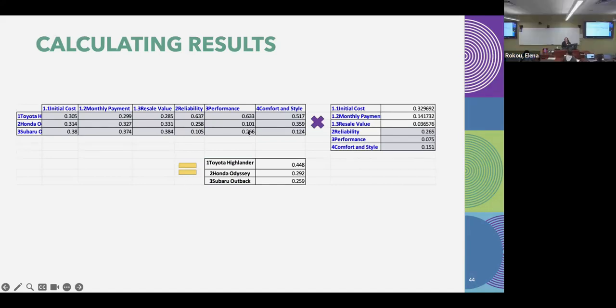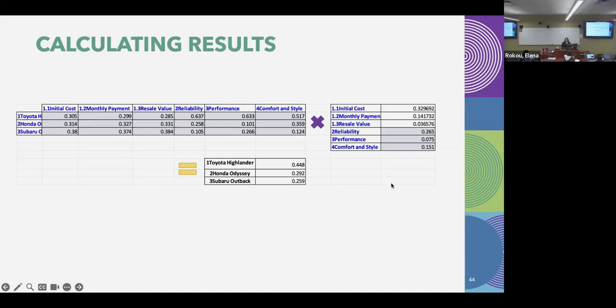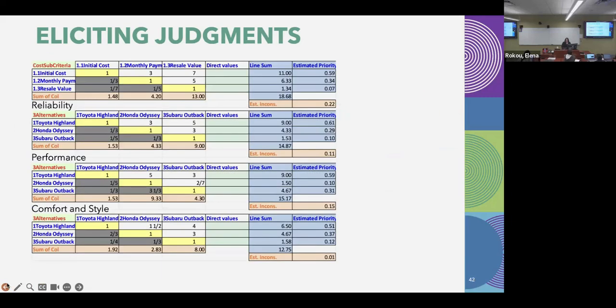How do we get the results? Just for you to know, you will not need to do it, but we multiply. Let's see, what with what? This over here, you have the priorities that you calculated for each of the factors. What do I mean? Let's go back a second.